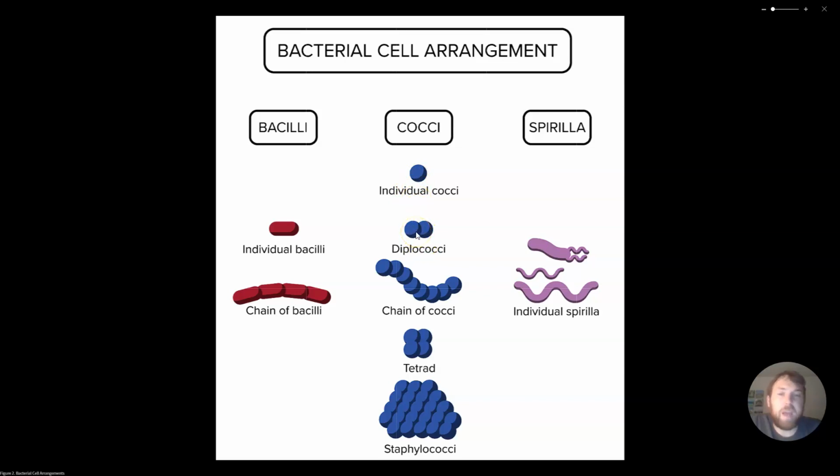You'll see that in medical interventions when we study bacteria, but really there's not much movement going on with cocci or bacilli compared to spirilla. They move, not so much as always, though.